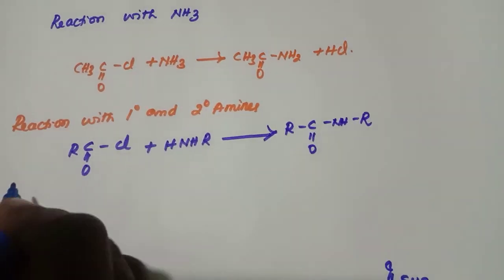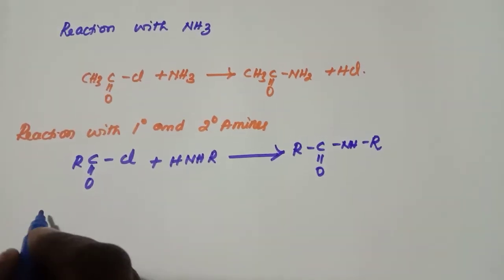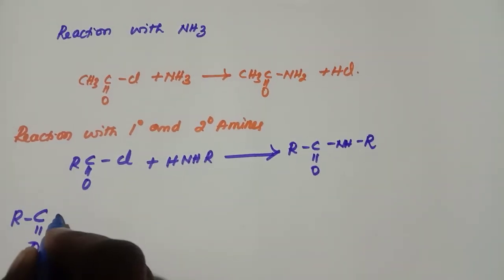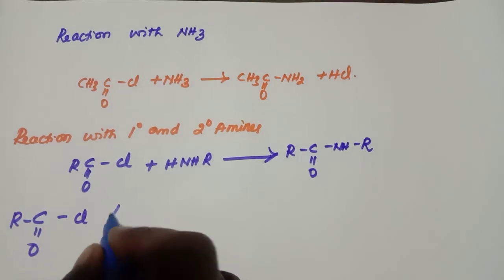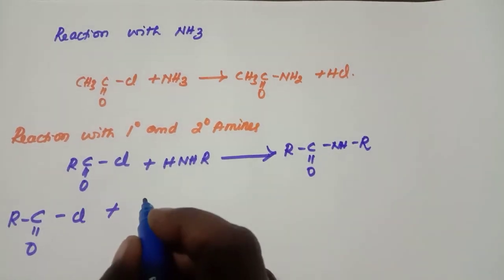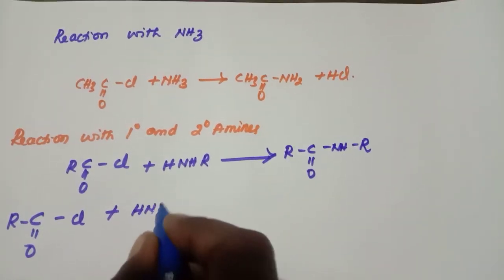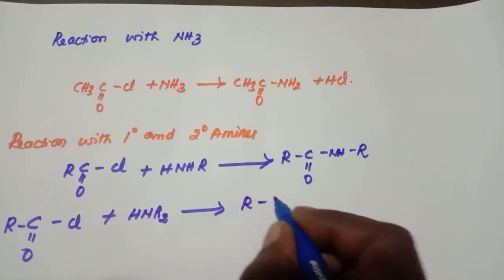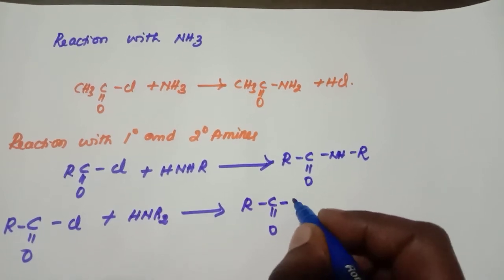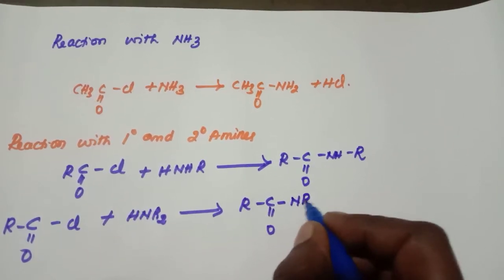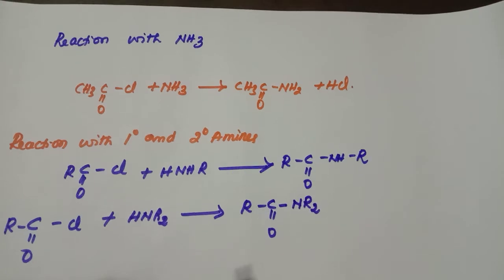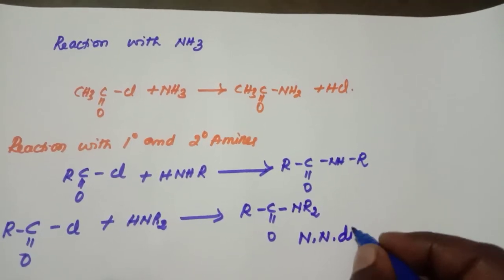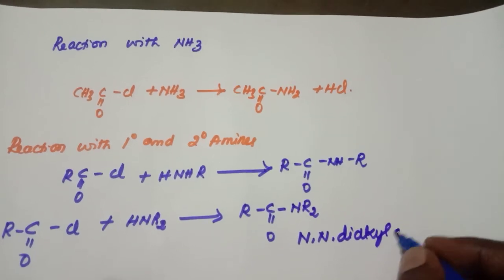The same way, secondary amine: when the acid halide, RC=O Cl, reacts with the secondary amine, it gives RC=O NR2. So this is N,N-dialkyl amide.